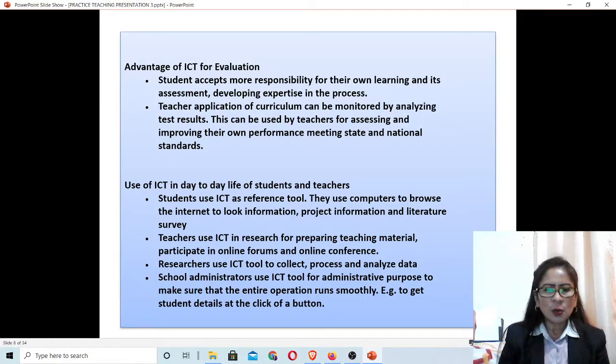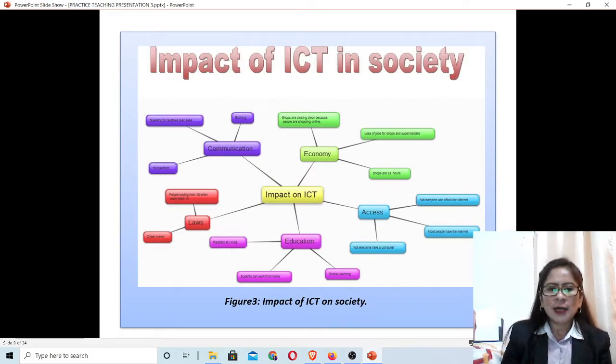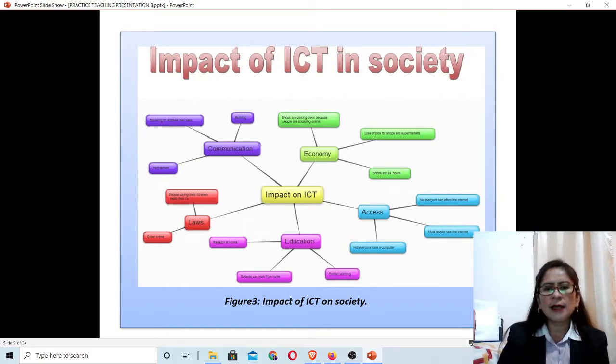Researchers use ICT tools to collect, process, and analyze data. School administrators use ICT tools for administrative purposes to make sure that the entire operation runs smoothly, to get student details at the click of a button. Impact of ICT on society. This is figure 3. We have the impact of ICT on education, access, economy, communication, laws, and others.